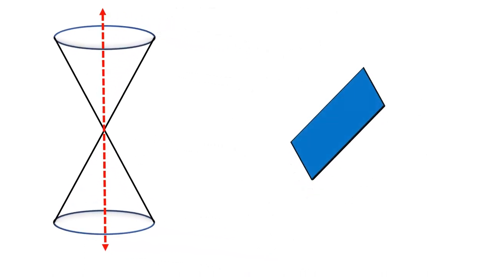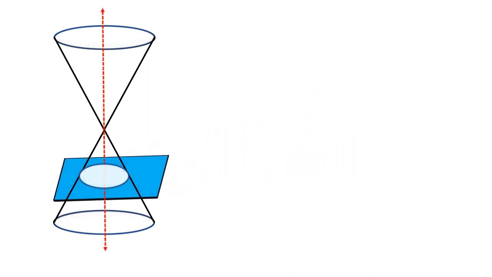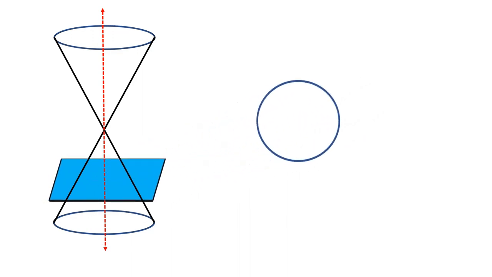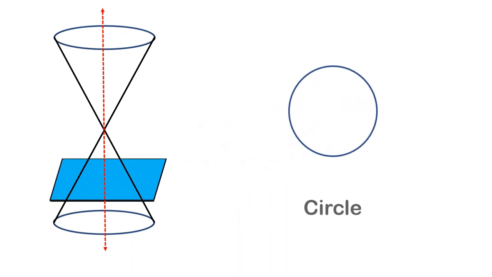Let's take a plane. Firstly, this plane intersects this cone perpendicular to the axis of symmetry in this way. So the outcome of this intersection is a circle.